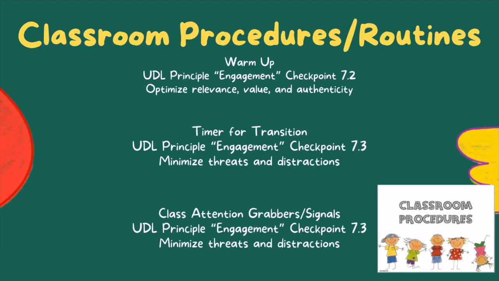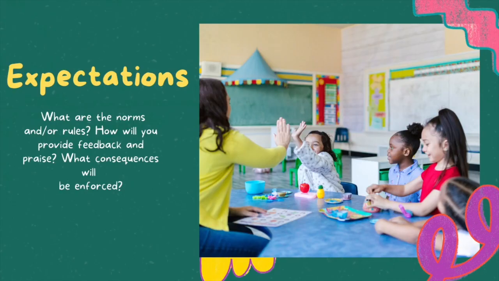And then the last one, since our class is third grade, we have class attention grabber/signals, and this can be anything such as clapping your hands, having certain little sayings to get the students to focus their attention on the teacher. Another big thing is expectations and sort of the norms in the classroom, how feedback and praise will be provided, and what consequences will be enforced.